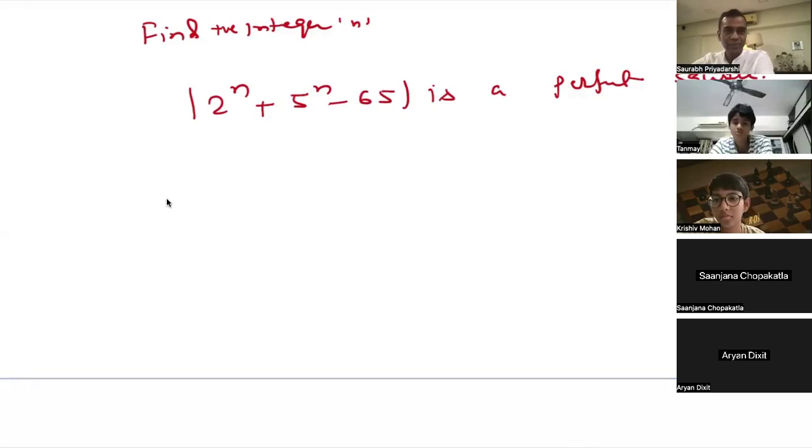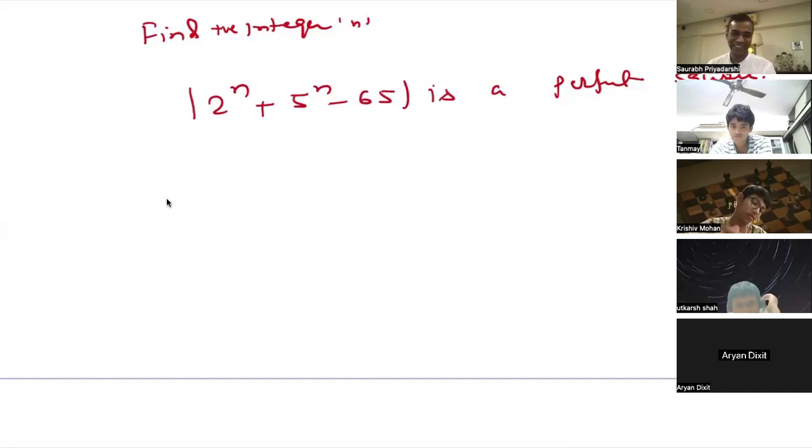Sir, are these those 2019 brackets? Yes, sir, it looks like 2019. No, not 2019, but yes, an IUQM question. Let's see, is it brackets or is it mod, son? And 2 to the power n plus 5 to the power n minus 65 is a perfect square.